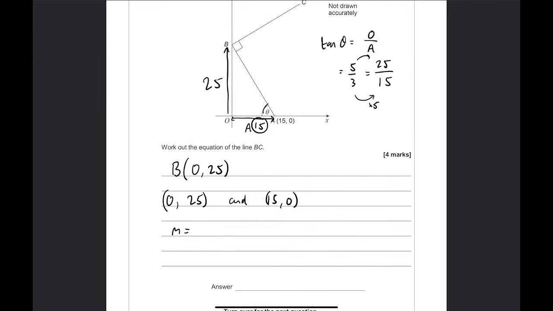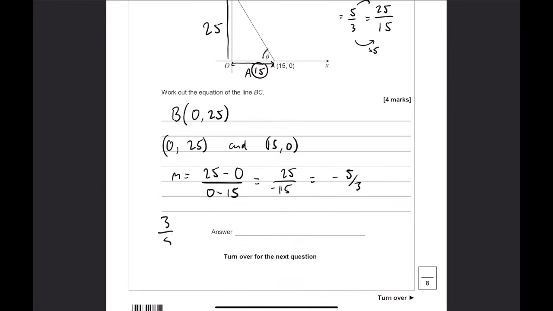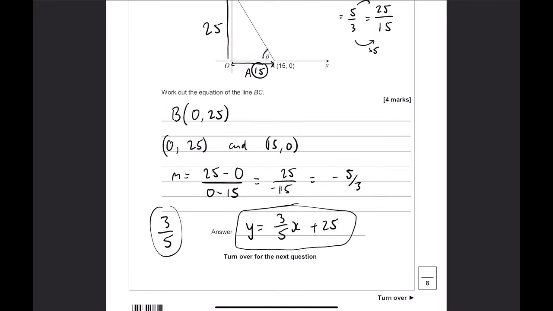And we can work out the gradient by doing y2 minus y1, which is 25 take away 0, over 0 minus 15, which is going to be 25 over minus 15, or minus 5 over 3. So the negative reciprocal of that is going to be 3 over 5. So our final answer is y equals 3 over 5x plus 25, because the y-intercept we worked out earlier.